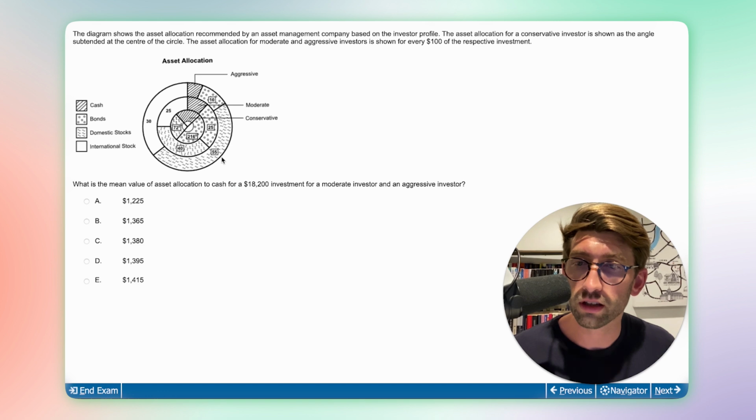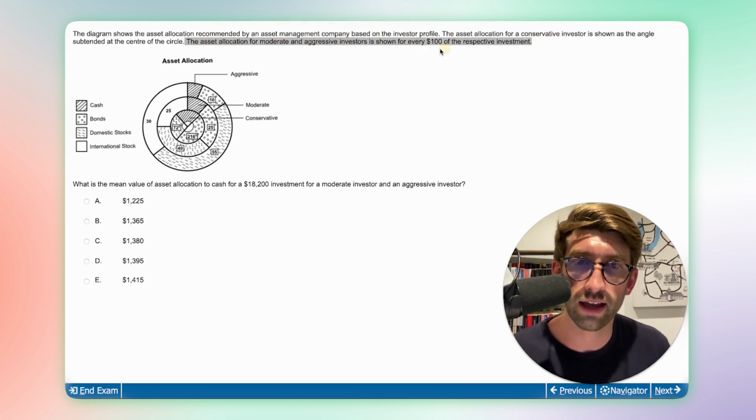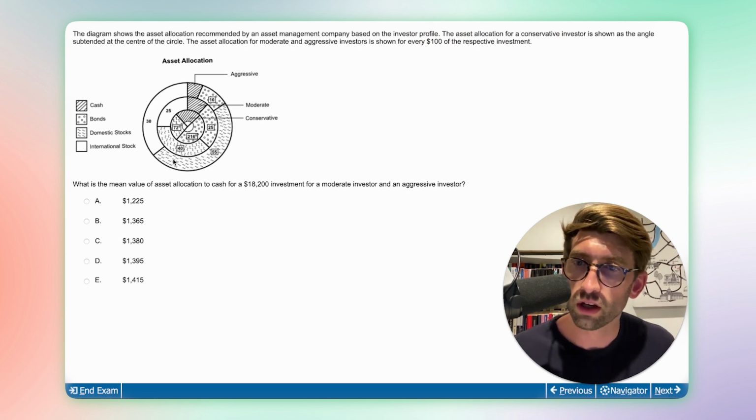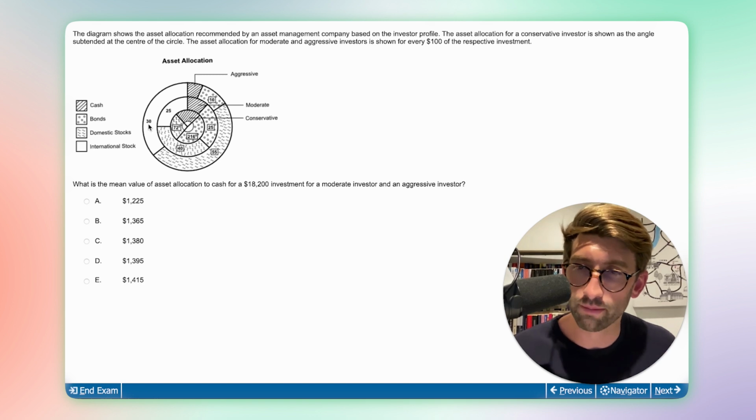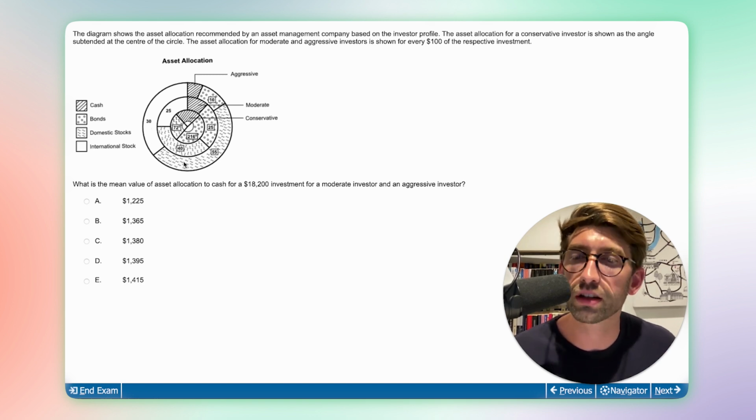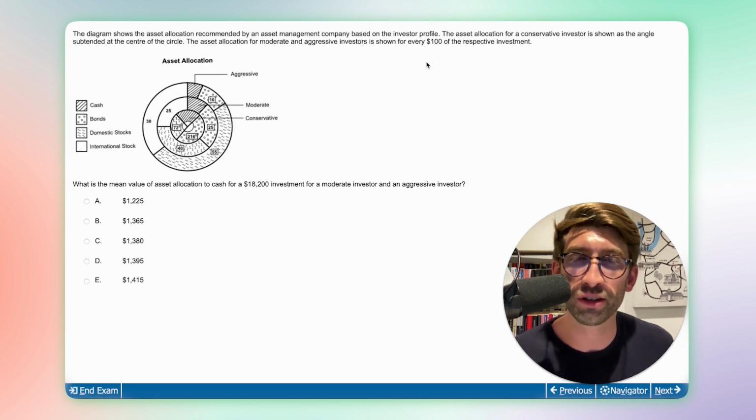Now, this is where I hold my hands up, and I'm not perfect with these things. I've just realized that I didn't understand what they meant by 100 for every 100 investment, and that they all add up to 100. So this circle has to add up to 100 because it's giving you the piece of the pie for every $100. I thought it was a coincidence that it added up to 100. I'm only just realizing now that they all have to add up to 100.